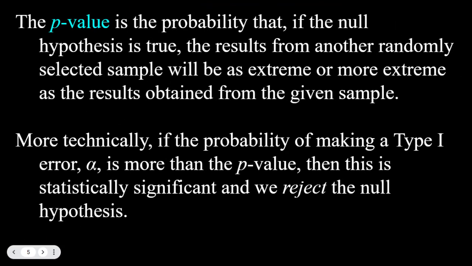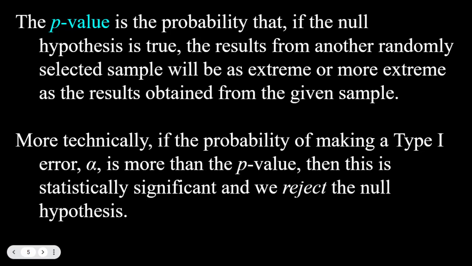The p-value is something we're going to be using quite a bit. We're going to get this value most of the time from our calculators. The p-value is the probability that if the null hypothesis is true, the results from another randomly selected sample will be as extreme or more extreme as the results obtained from the given sample.